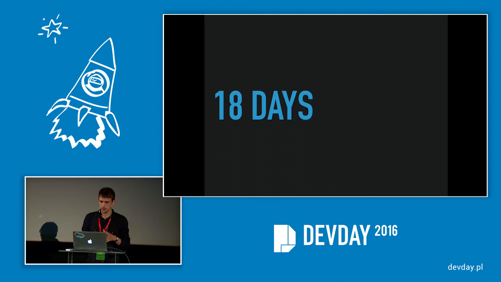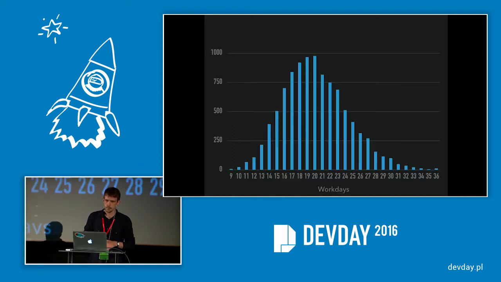So if we count all the outcomes of all these simulations, we come up with a histogram that shows the number of work days to complete and the frequency, the count of how often that occurred. So we can see that the most optimistic is 9 days and the most pessimistic is 36 days. But it's probably going to be somewhere in between.